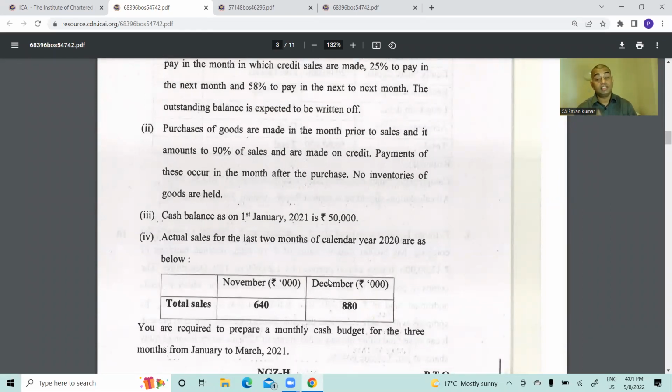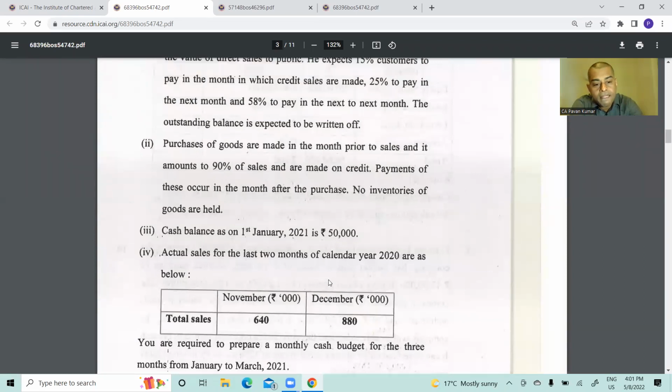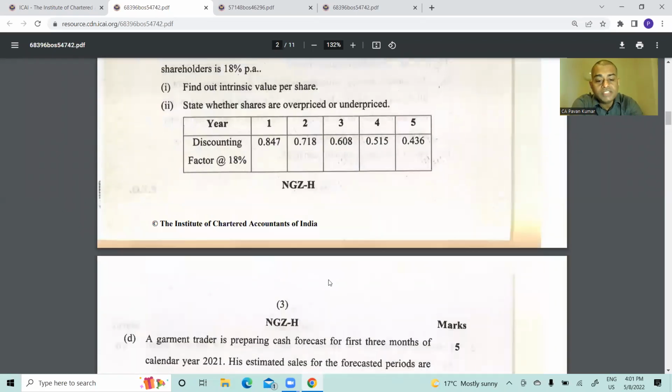Cash budget. That means from working capital, two questions came. One is factoring, one is cash budget. 5 marks, 5 marks, total 10 marks. In the document they have uploaded in ICAI website, they said we'll give 9 marks and they gave 10 marks. That means they're following it. Okay, so with this first question is over.